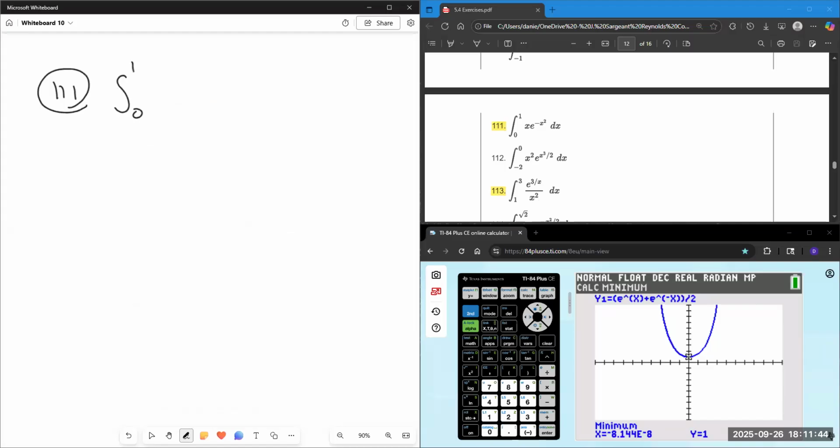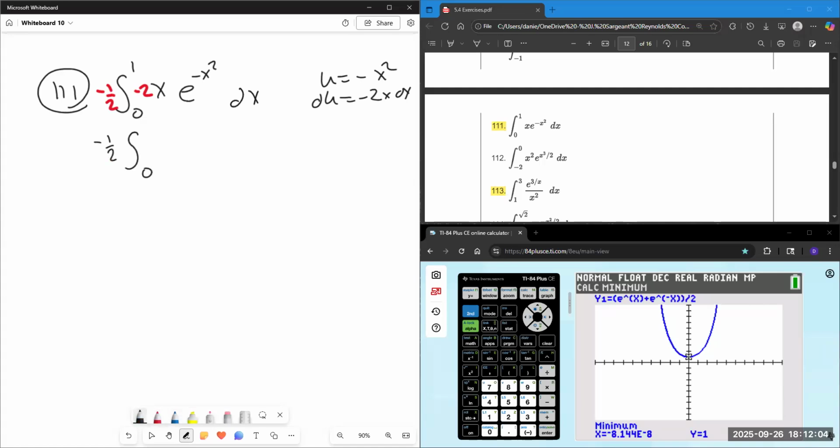Integral from 0 to 1 of e to the -x squared dx, where u is -x squared, du is -2x dx. So I need a -2 and a -1/2 to balance it. -1/2, integral from 0 to 1, e to the -x squared times -2x dx will be -1/2 e to the u du.